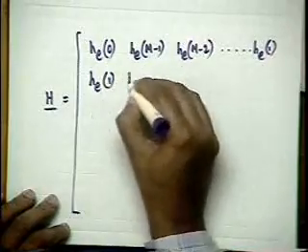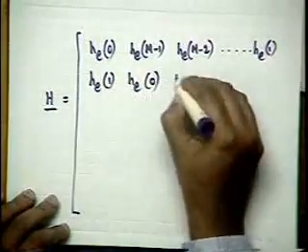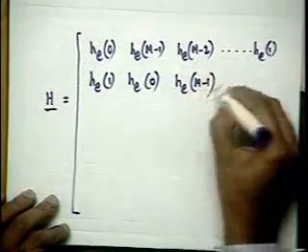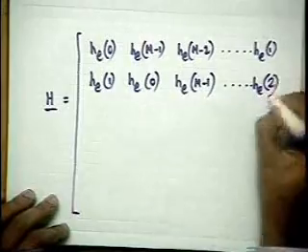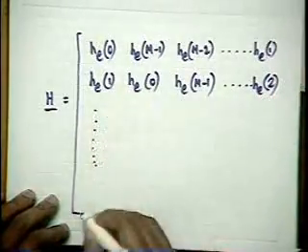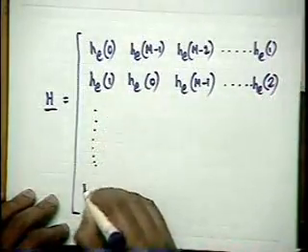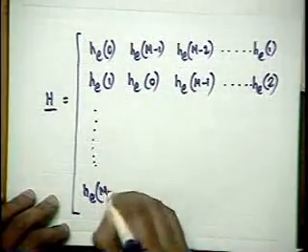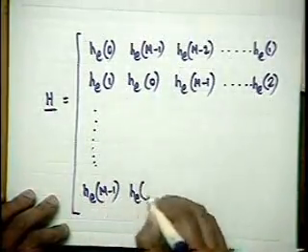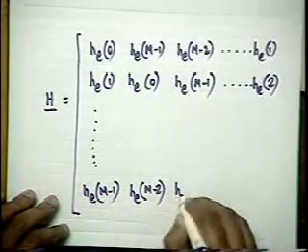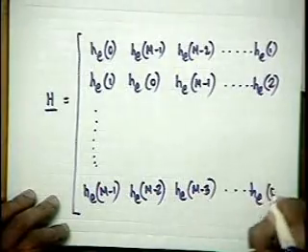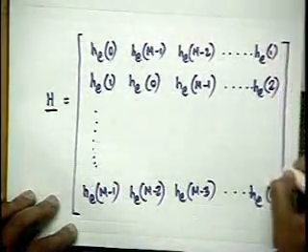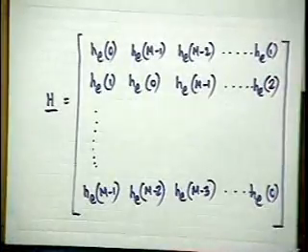HE1, HE0, HE(M minus 1), etc., etc., HE2. So on it goes. The last row, HE(M minus 1), HE(M minus 2) remains as before, HE(M minus 3), etc., etc., up to HE0. So this is the H matrix that we have got.